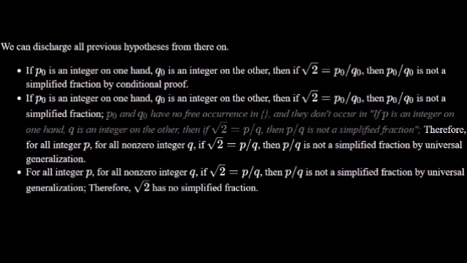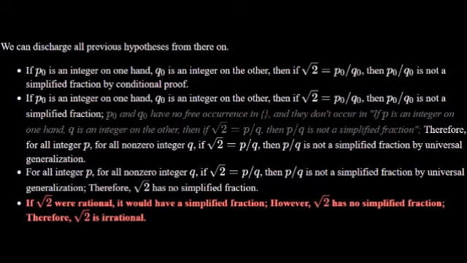This formula can also be more concisely said as the square root of 2 has no simplified fraction. And here we can bring in: if the square root of 2 were rational, then the square root of 2 would have a simplified fraction. However, the square root of 2 has no simplified fraction. Therefore, the square root of 2 is irrational by modus tollens. And there, we've proved that the square root of 2 is irrational.